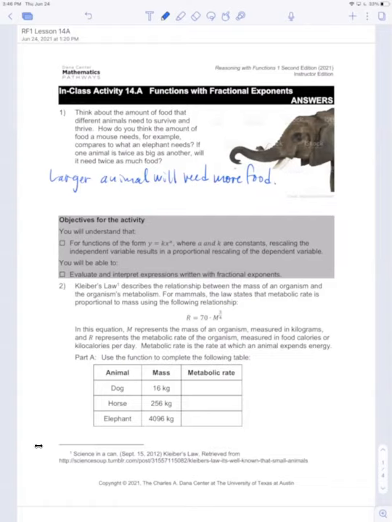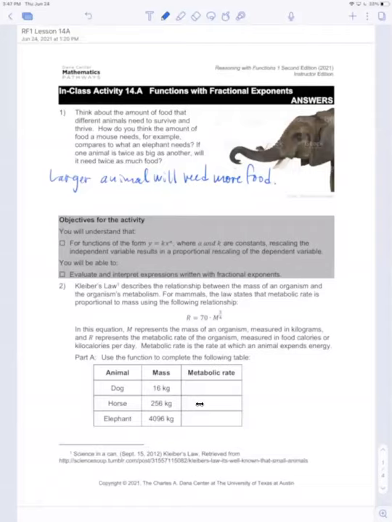2. Kleiber's law describes the relationship between the mass of an organism and the organism's metabolism. For animals, the law states that the metabolic rate is proportional to mass using the following relationship. R equals 70 times m to the 3/4 power. In this equation, m represents the mass of an organism measured in kilograms, and R represents the metabolic rate of the organism measured in food calories or kilocalories per day. The metabolic rate is the rate at which an animal expends energy.